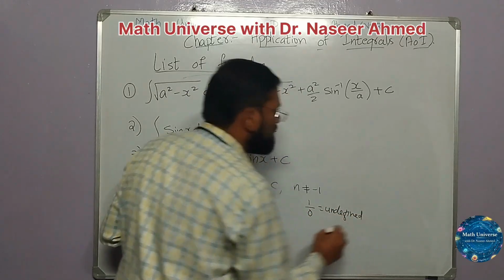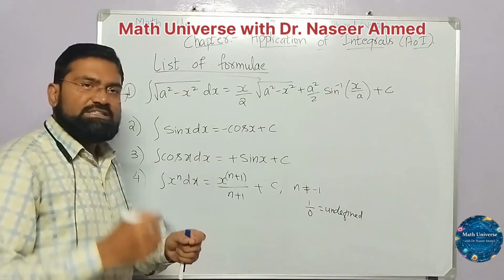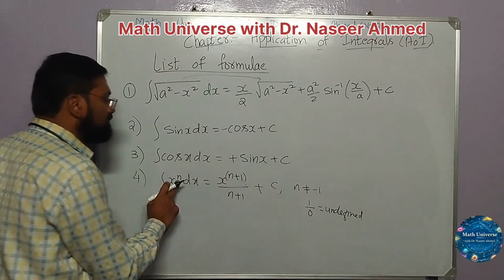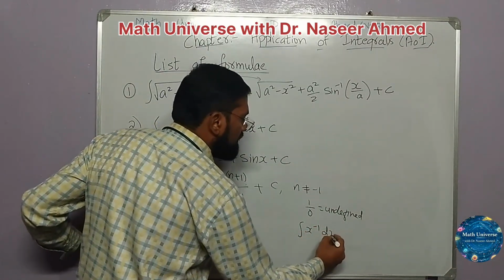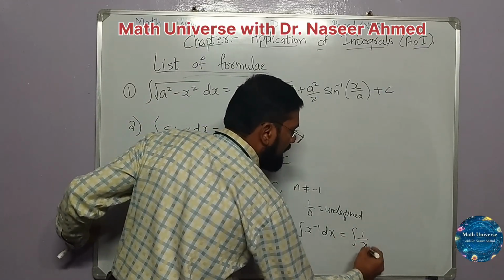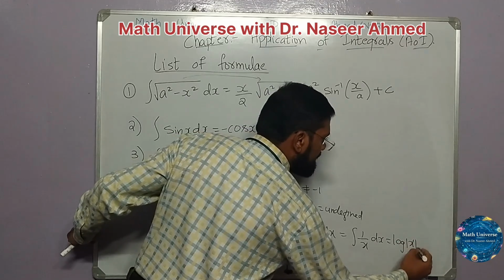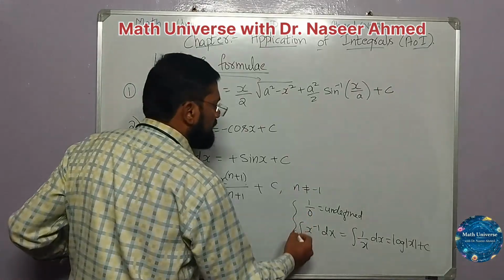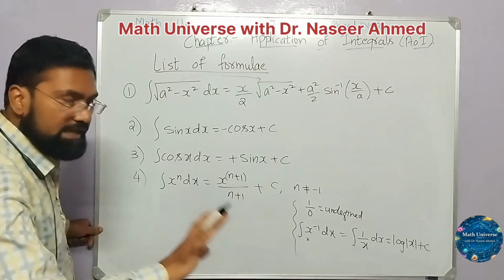With respect to our usual way of writing the function f by g, denominator g should not be equal to 0. But the actual reason is, if I put n is equal to minus 1 here, I get x power minus 1 with respect to x. Now, this is 1 by x, and the integration of 1 by x is log mod x. That's the reason we give the condition n should not be equal to minus 1. But anyway, this formula we are not going to use for this chapter.